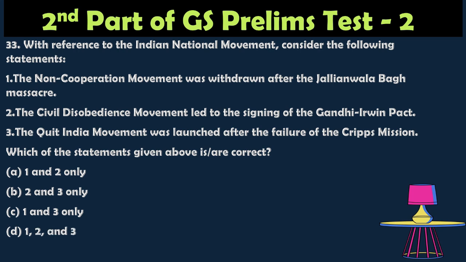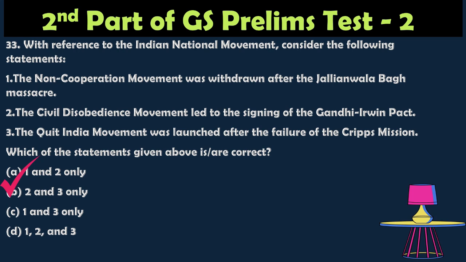The correct answer is option B, 2 and 3 only, because the non-cooperation movement was launched in 1920, that is, after the Jallianwala Bagh massacre, because Jallianwala Bagh was in the year 1919. But it was withdrawn after Chauri Chaura, an incident of 1922, in which a mob set fire to the police station.